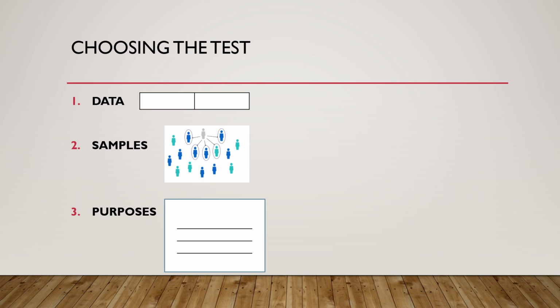In choosing the test, there are three questions that should be asked. Number one, for the data, what level of data measurement should be used in analyzing? Two, for the samples, how many samples do you have? Three, for the purposes, what is the purpose of your analysis?